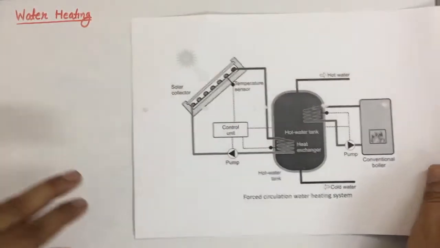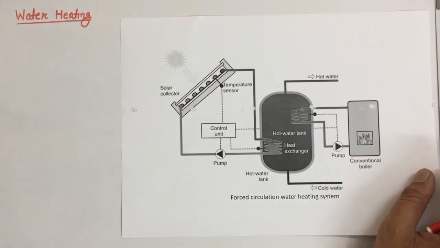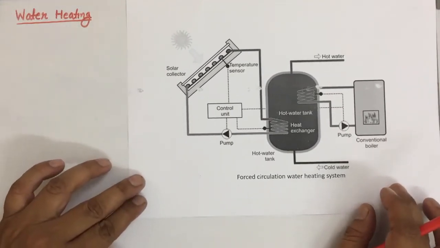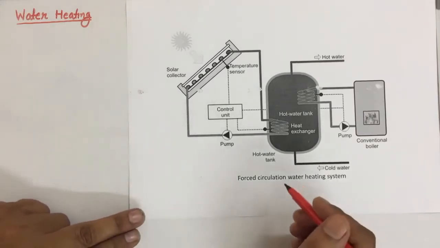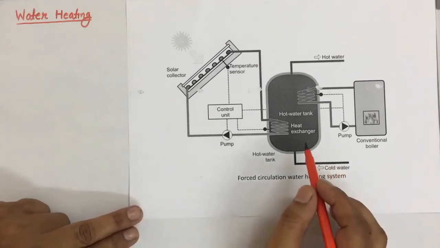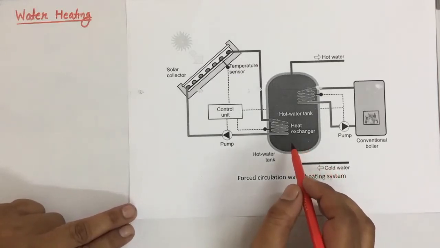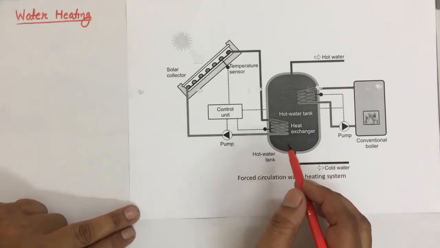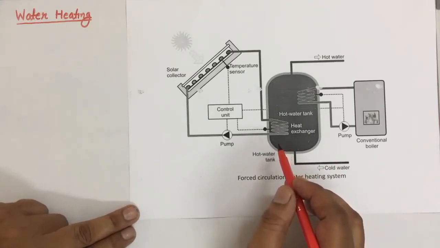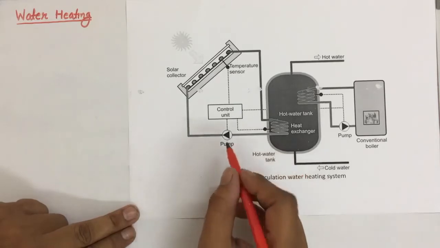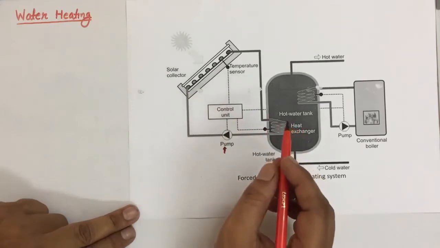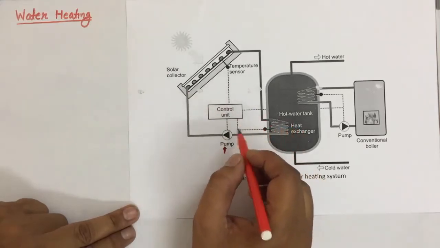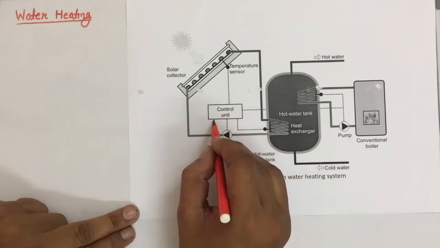So the next one is the pumped solar water heater. So this is the pumped solar water heater. The only difference between thermosiphon and forced circulation water heating system is the placement of the hot water tank. Further additional requirements are there, that is the pump to force the water in, and to control the pump, a control unit is required.